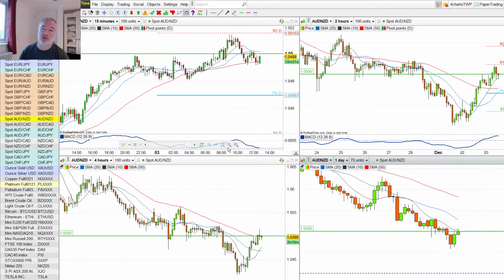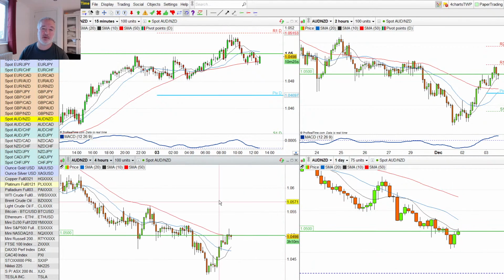So the way in which I could do that is, I'll feel more comfortable once I see that daily produce a bearish rejection candle. But it is possible that that 2 hour chart could start going into a downtrend. Or the 1 hour could start going into a downtrend. So that could be good for shorts.